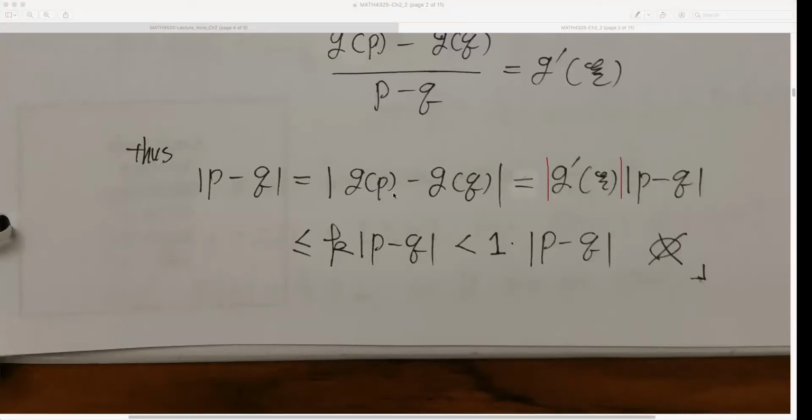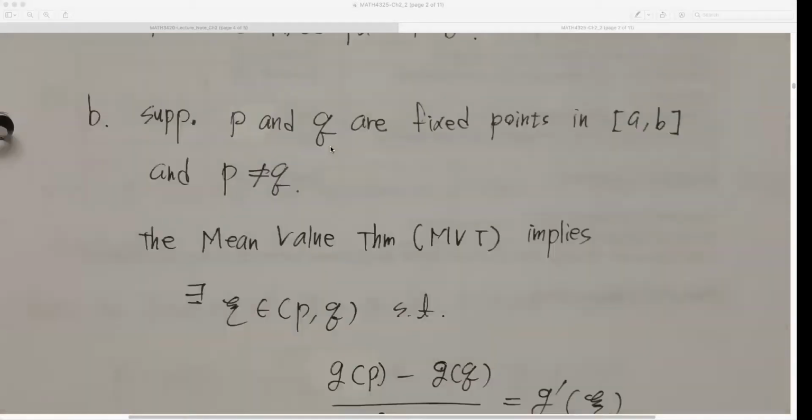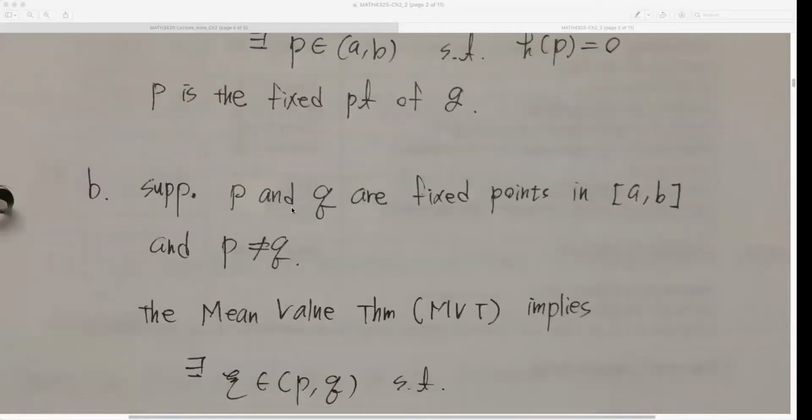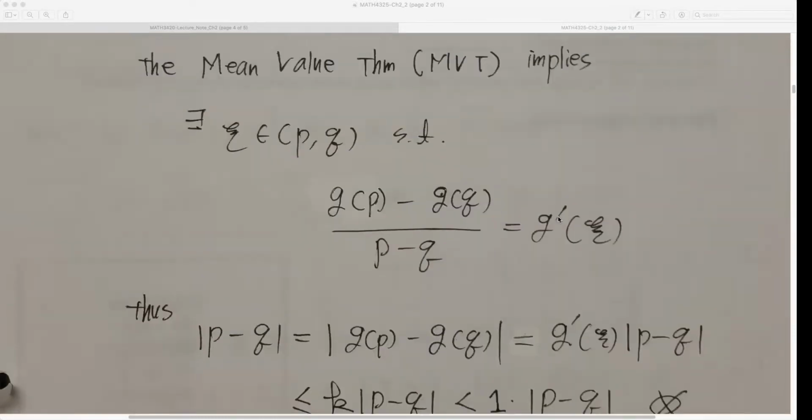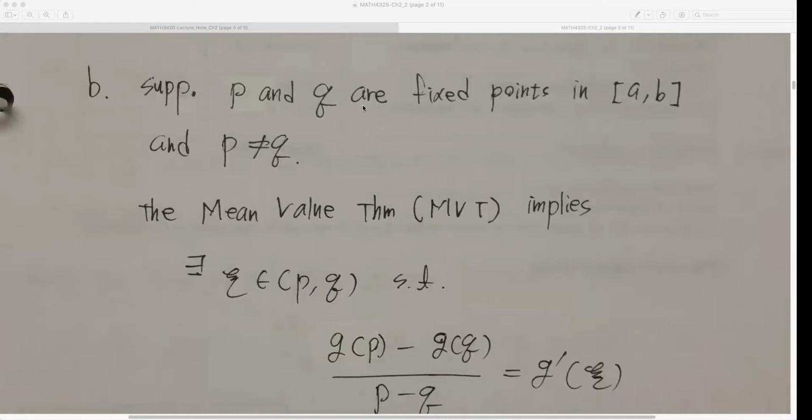Okay. So now, since this is less than or equal to k, and k is between 0 and 1, less than 1, k times the absolute value of p minus q must be less than 1 times the absolute value of p minus q. So we got the absolute value of p minus q is less than 1 times the absolute value of p minus q. That doesn't make sense. Contradiction. Why did we get a contradiction? Because we supposed that there exist two distinct fixed points. Because of that supposition, we got this contradiction. So it means that p and q must be equal.